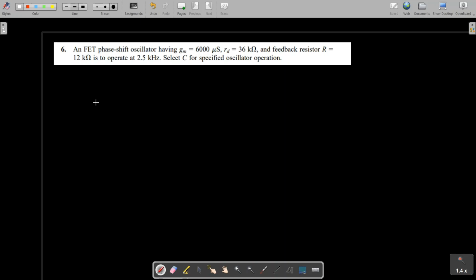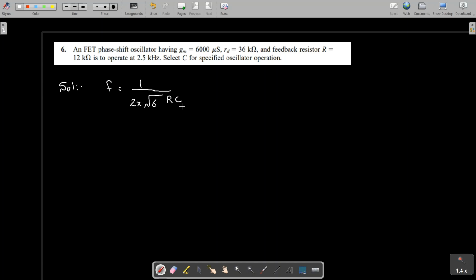Okay, problem number 6 states that an FET phase shift oscillator having gm, which is the transconductance, 6000 microsiemens, RD is equal to 36 kilo ohm, and feedback resistor R is equal to 12 kilo ohm, is to operate at 2.5 kilohertz. So let's see for the specified operation. Now we know that for the FET phase shift oscillator, the frequency is given as f is equal to 1 divided by 2 pi under root 6 into RC. So this is the equation for the frequency.